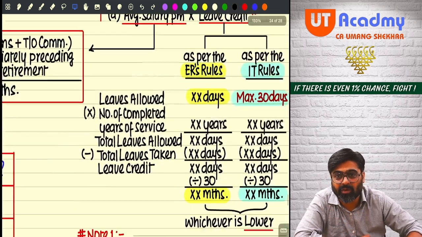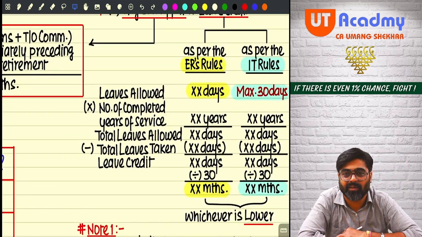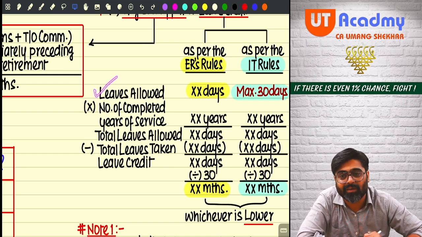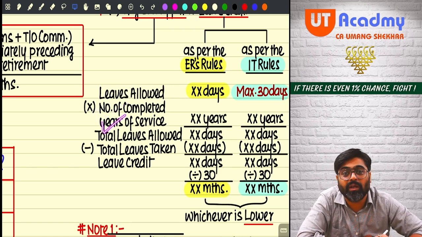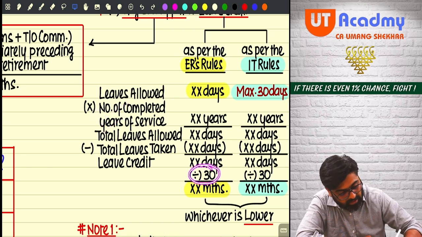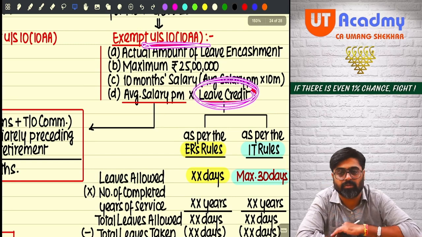Done? So what you will do? You will do the same calculation which I showed. Please check. You will take how many leaves allowed multiplied by number of completed years. Then you will get total leaves allowed, total leaves minus total leaves taken. You will get leave credit divided by 30. You will get leave credit in months. Whichever is lower will be used as leave credit for the purpose of exemption.